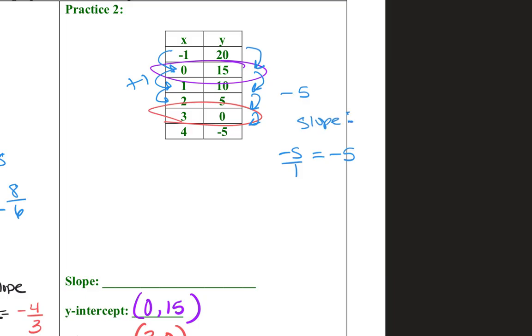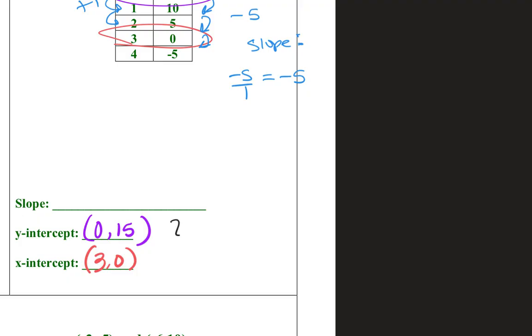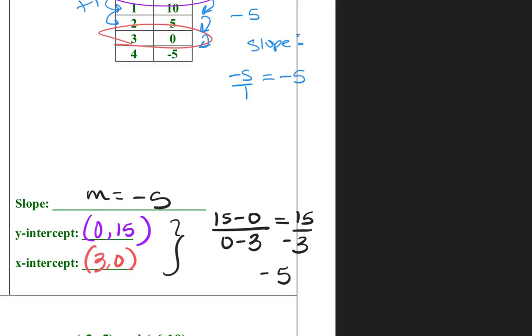The other option is doing what I did earlier, and that's using these two intercepts. You can do 15 minus 0 over 0 minus 3. That'll get us 15 over -3, which also comes out to be -5. So you can do both ways.